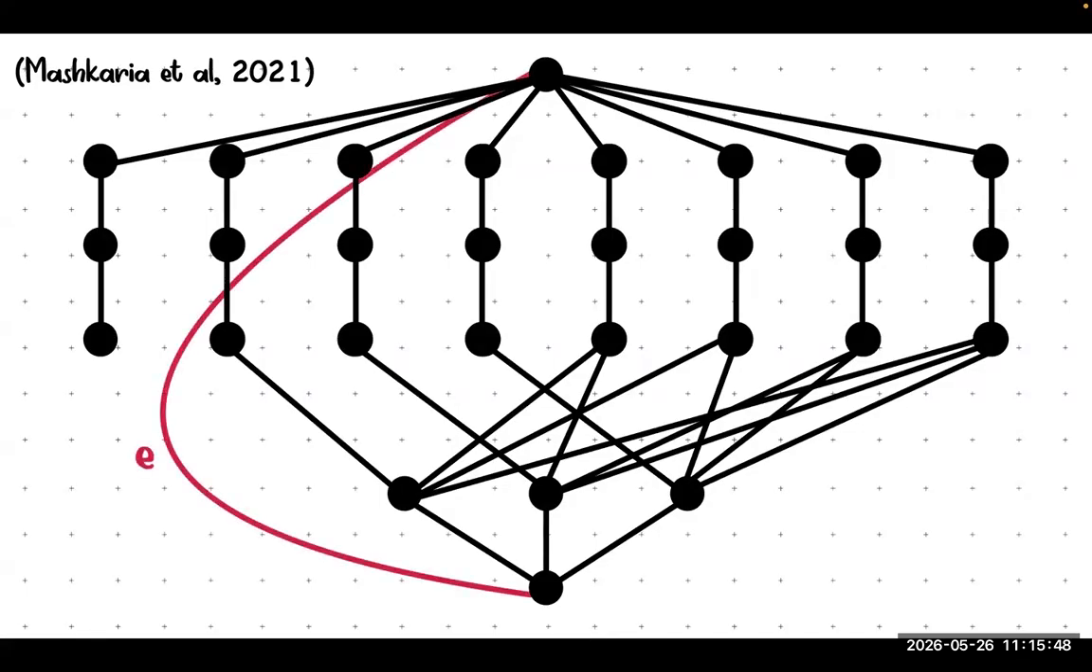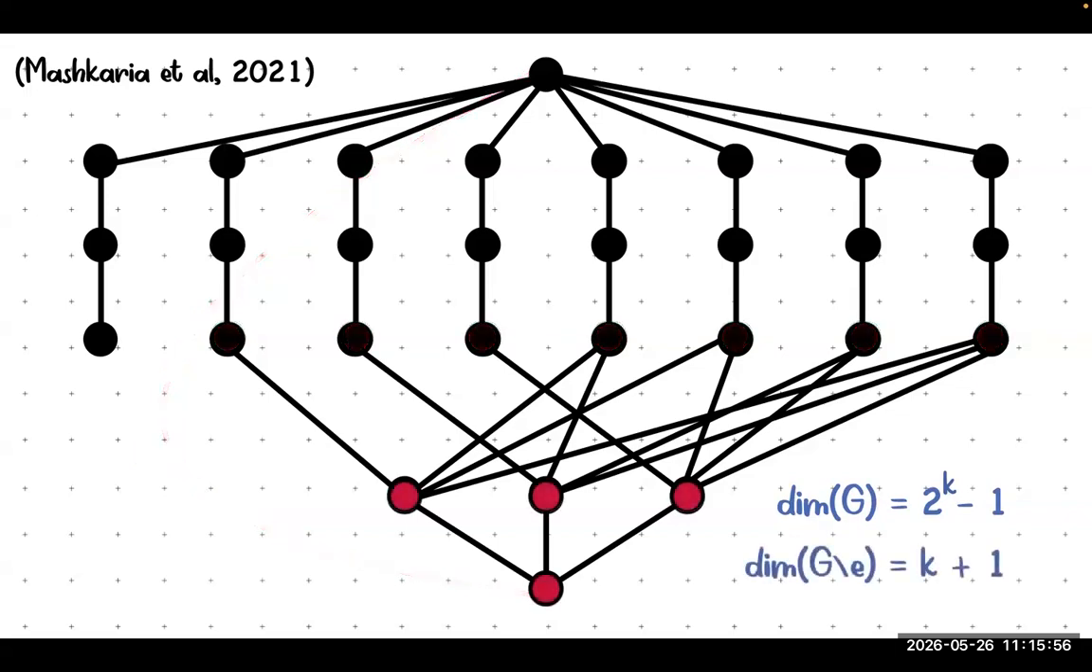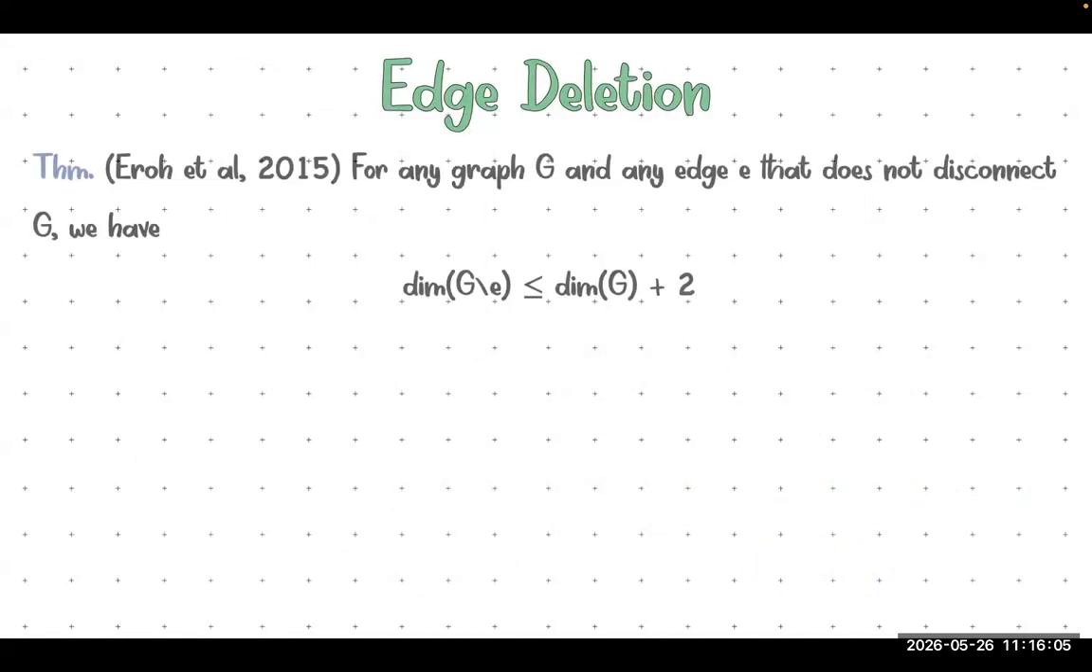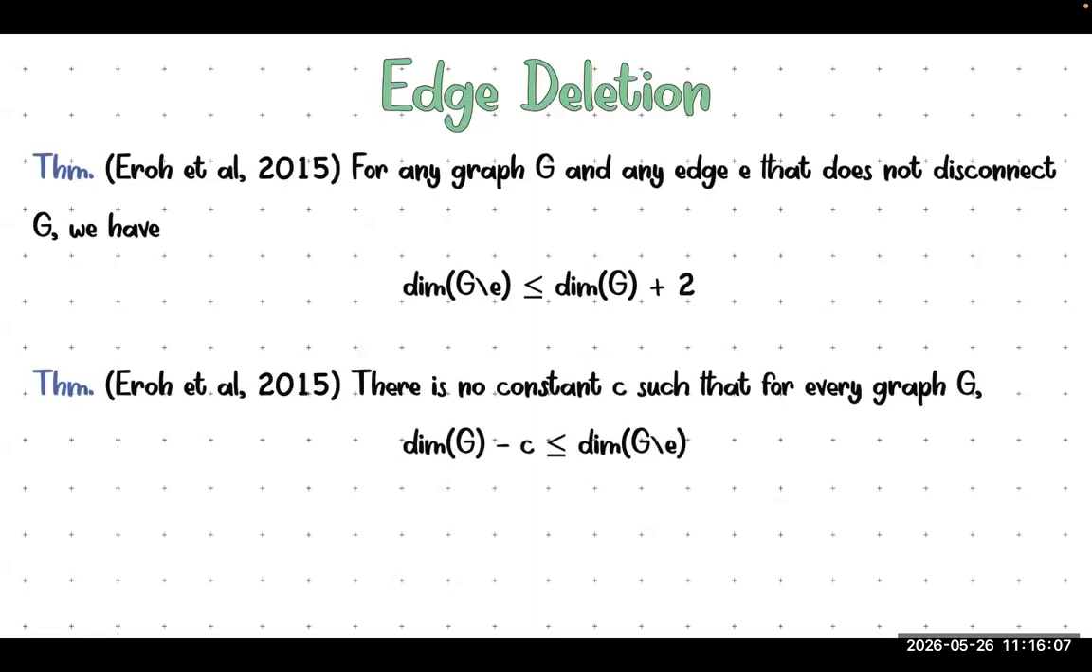If we add this edge, then this turns out to have metric dimension 2K minus 1. But if we were to delete the red edge, then it actually goes down to K plus 1. So this shows that there's no lower bound that we can find, or at least no bound based on the metric dimension of G.